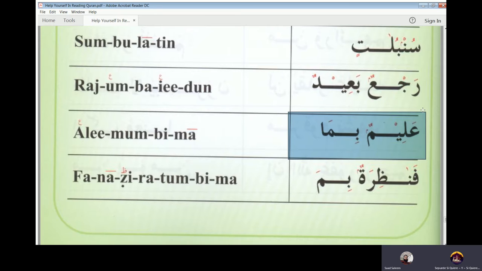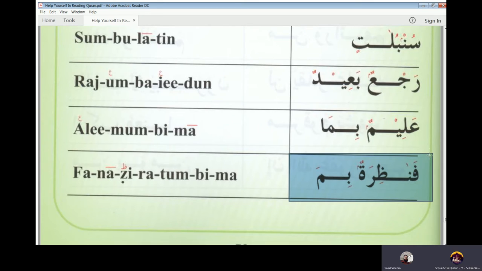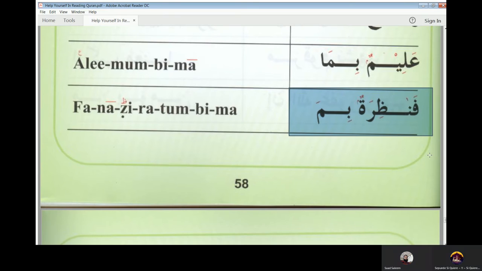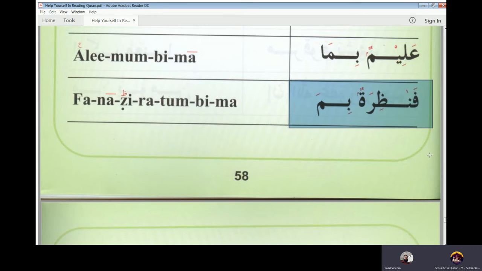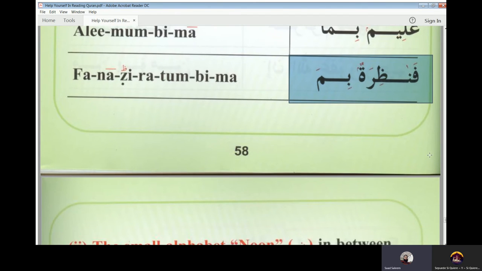Ali bima. This is tanween, so it's meem. Fanadira tumbima. Good.